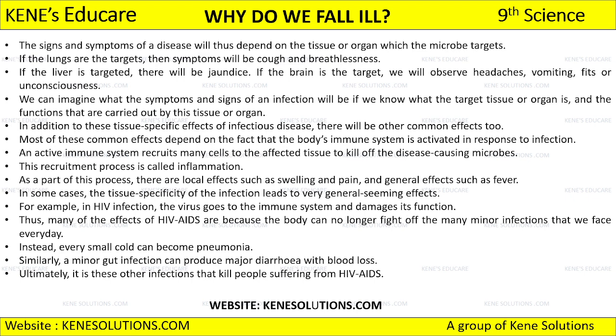And an active immune system recruits many cells to the affected tissues to kill the disease causing microbe. Because your immune system is active, okay, it's healthy, it will affect your tissue and try to kill the microbe which is causing the infection. So this recruitment process is called inflammation. Inflammation is when your body gets inflamed, swelling comes in the body, that is because your immune system is helping you in fighting against the bacteria that has entered your body. Okay, so this recruitment process we call inflammation.